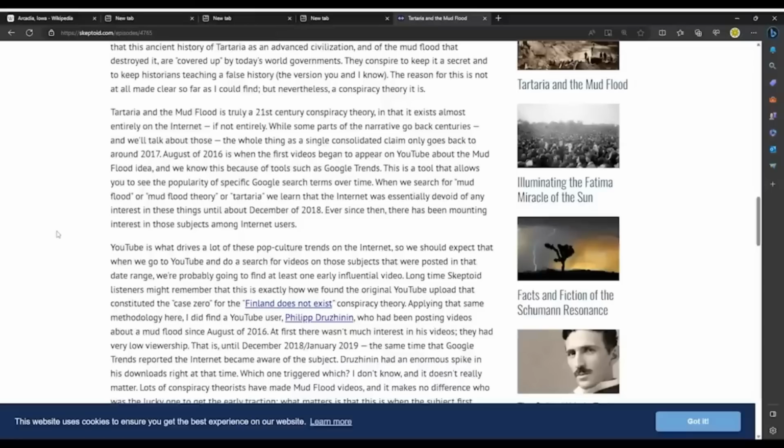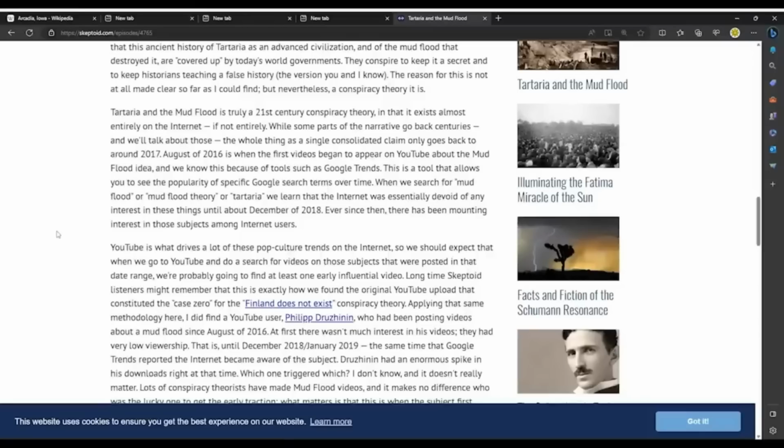But there was never any sort of hitting the brakes really hard in the 1980s or 1990s. They just sort of let all these alternative research theories die out and disprove them over time, or claim that they did, and just some of them they let linger. YouTube is what drives a lot of these pop culture trends on the internet, so we should expect that when we go to YouTube and do a search for videos on those subjects that were posted in that date range, we're probably going to find at least one early influential video.